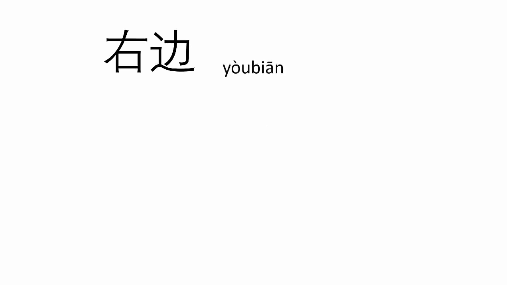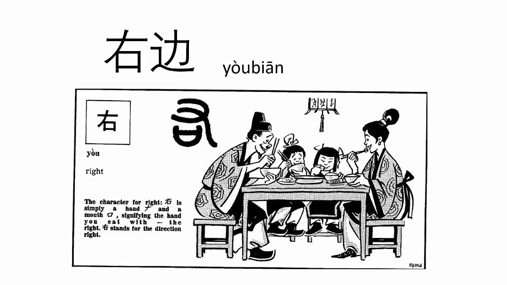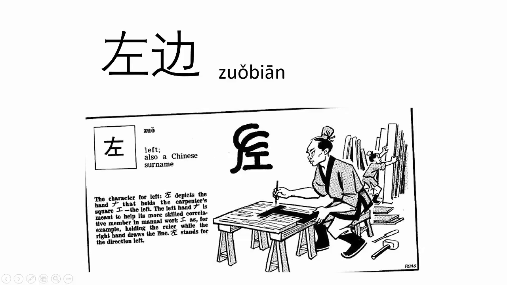右边. 右 means right. It's a picture of a hand, this is the old character for hand, bringing food to your mouth because you eat with your right hand. As opposed to your left hand, 左边. 左 means left. It's a hand holding a carpenter square so that your right hand, the hand that writes, can trace the lines.